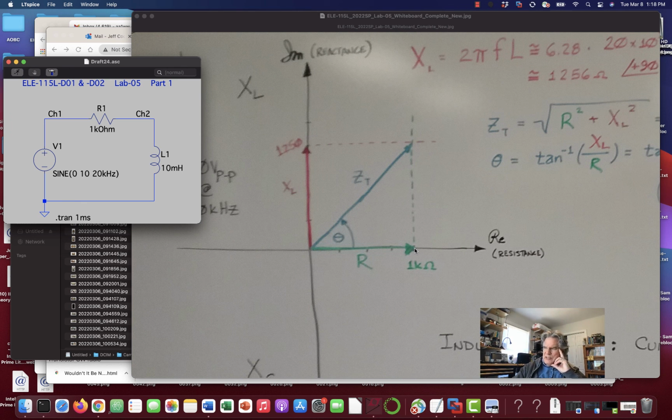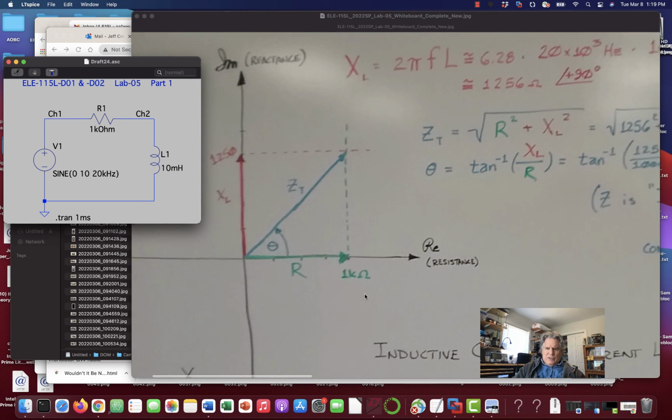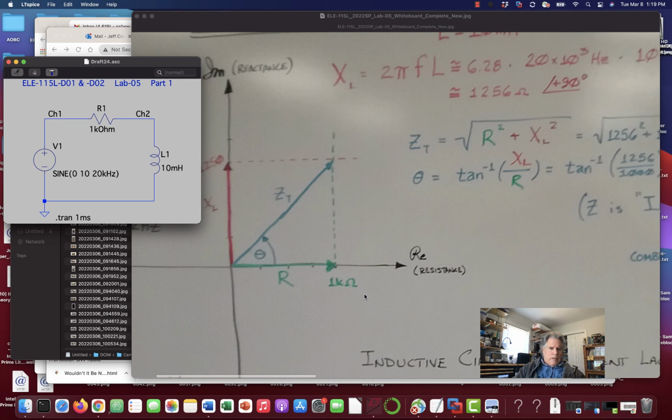If you've ever had any physics with some force problems in it, if I pull on a rope this way and you pull on a rope that way, the sum total force is in this direction, and so it's very similar with these voltages.